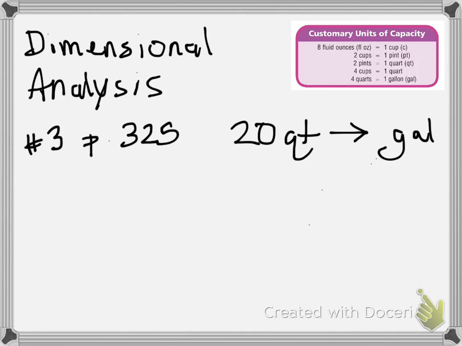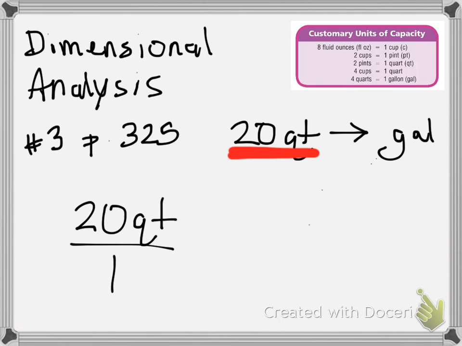Alright, now at first this may seem like a really extensive and cumbersome process, but really it's going to help us eliminate any unnecessary mistakes. So first of all, let's start with writing our initial quantity, so 20 quarts. We'll write it as 20 quarts over 1, just like when you're writing a whole number as a fraction. And we're going to multiply it by whatever the conversion rate is going to be for gallons to quarts.